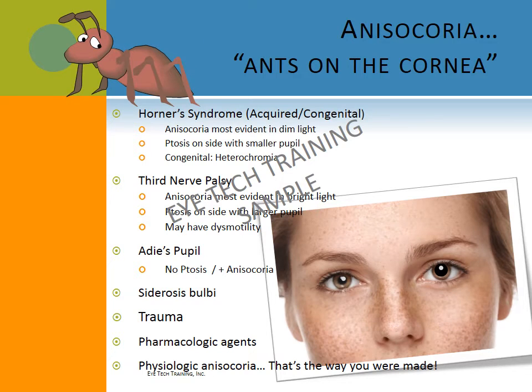Anisocoria means the patient has more than a millimeter difference in size between their two pupils in ambient light. Now you might see the phrase across the top of the slide here that says ants on the cornea. I have a funny story about that.